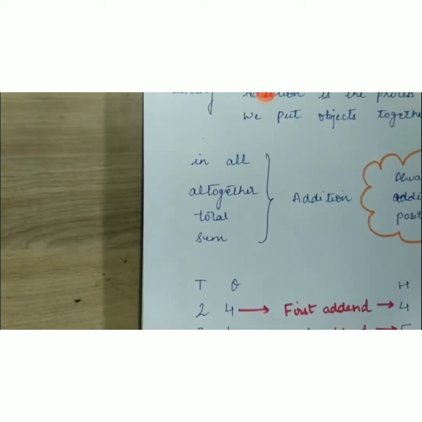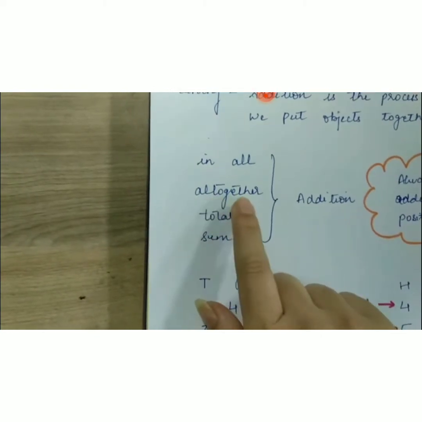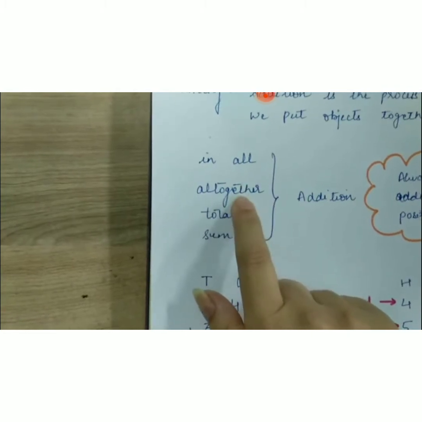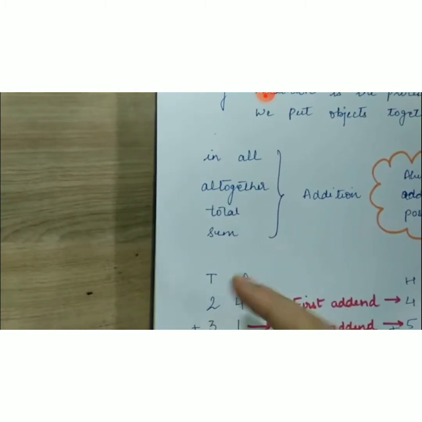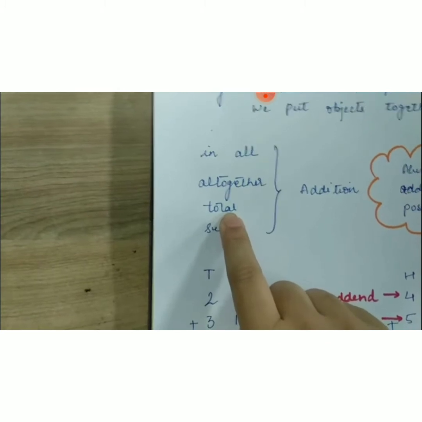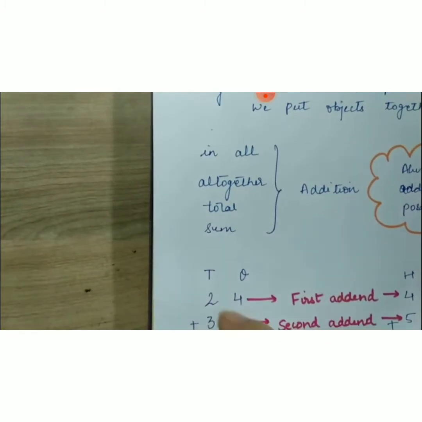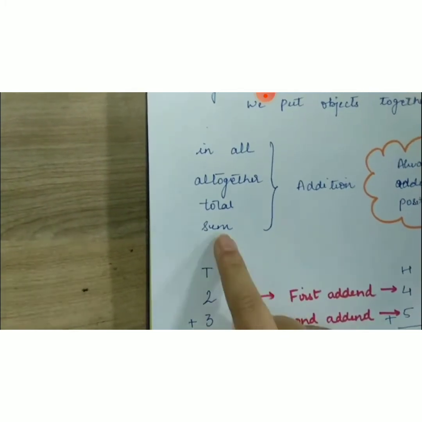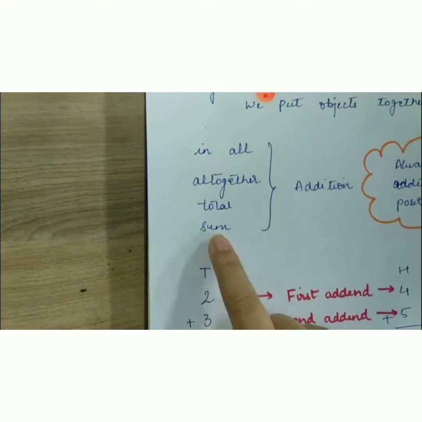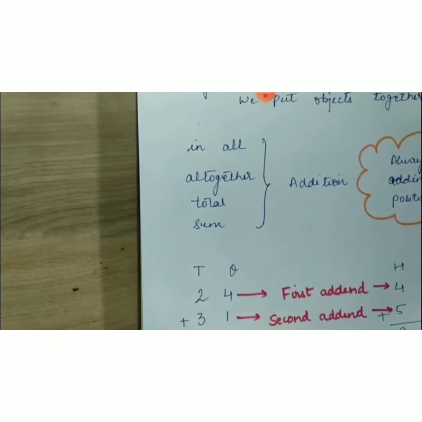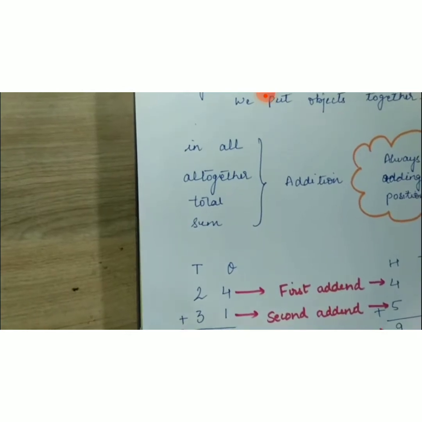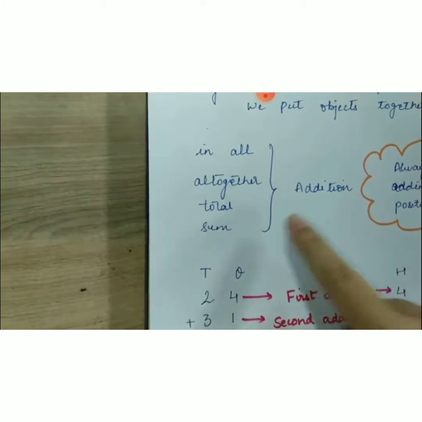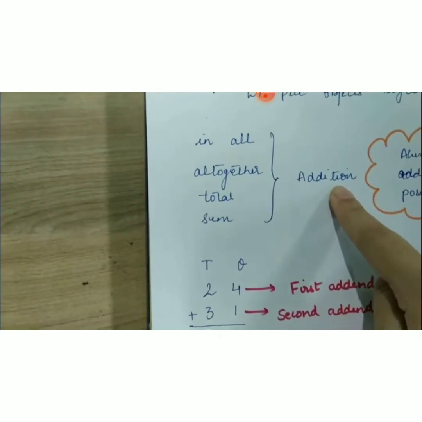Like I can change the question. How many pens and pencils are there all together? By using this next keyword. I can also frame one more question by using the other keyword, like how many total pens and pencils are there? I can make one more question by using this last keyword. What is the sum of pen and pencils you have? If you find all these 4 keywords, what will you do? You will add those objects.